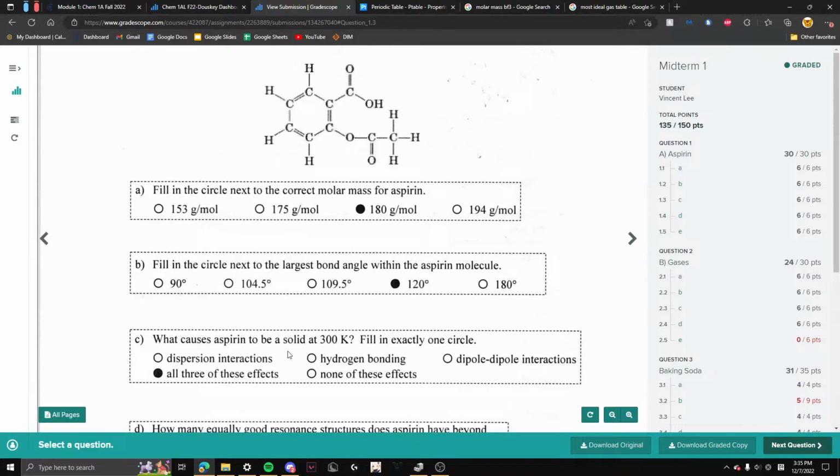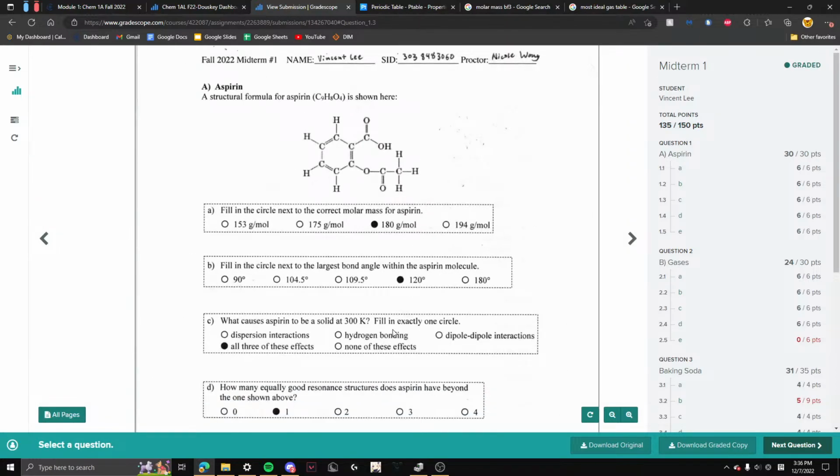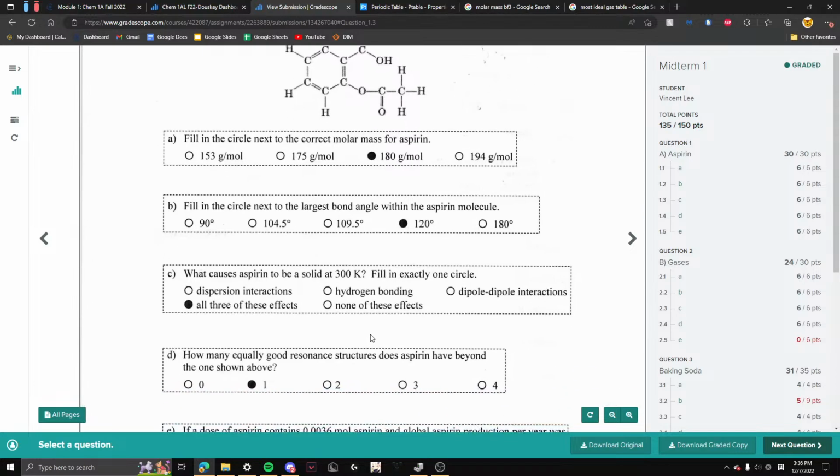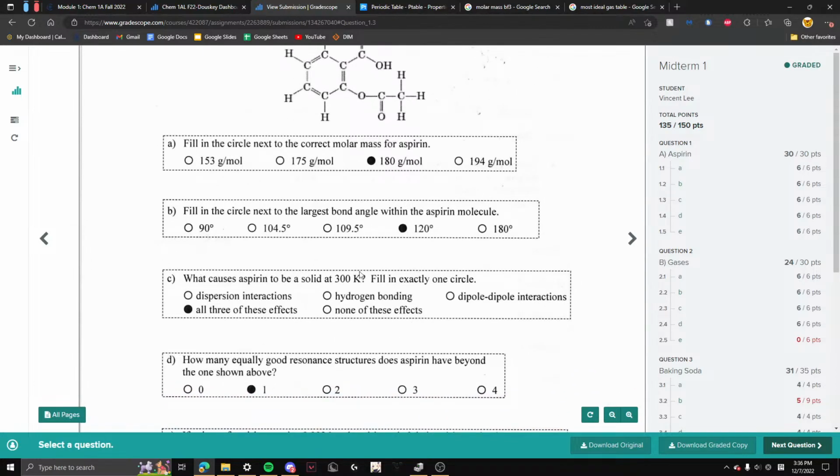What causes aspirin to be a solid at 300 degrees Kelvin? It's all 3. It can hydrogen bond because it has an OH here and acceptors with the oxygen here and here. It has a dipole because this is clearly a polar molecule, and it has dispersion because it's a molecule and therefore it must have dispersion.